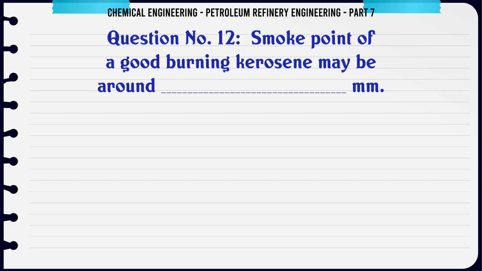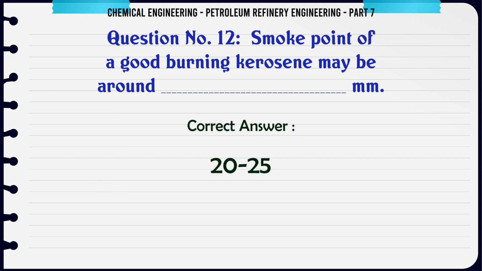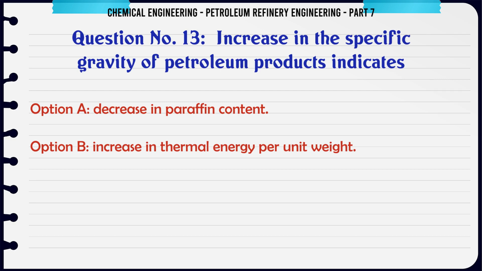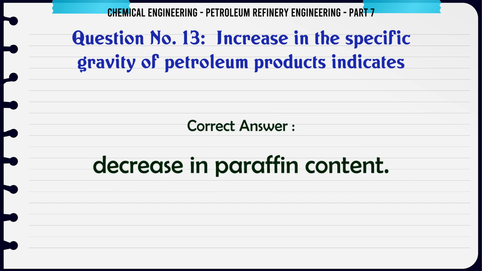Smoke point of a good burning kerosene may be around blank mm: A. 0.5. B. 20-25. C. 60-75. D. 100-120. The correct answer is 20-25. Increase in the specific gravity of petroleum products indicates: A. decrease in paraffin content. B. increase in thermal energy per unit weight. C. increase in aromatic content. D. higher H/C ratio. The correct answer is decrease in paraffin content.